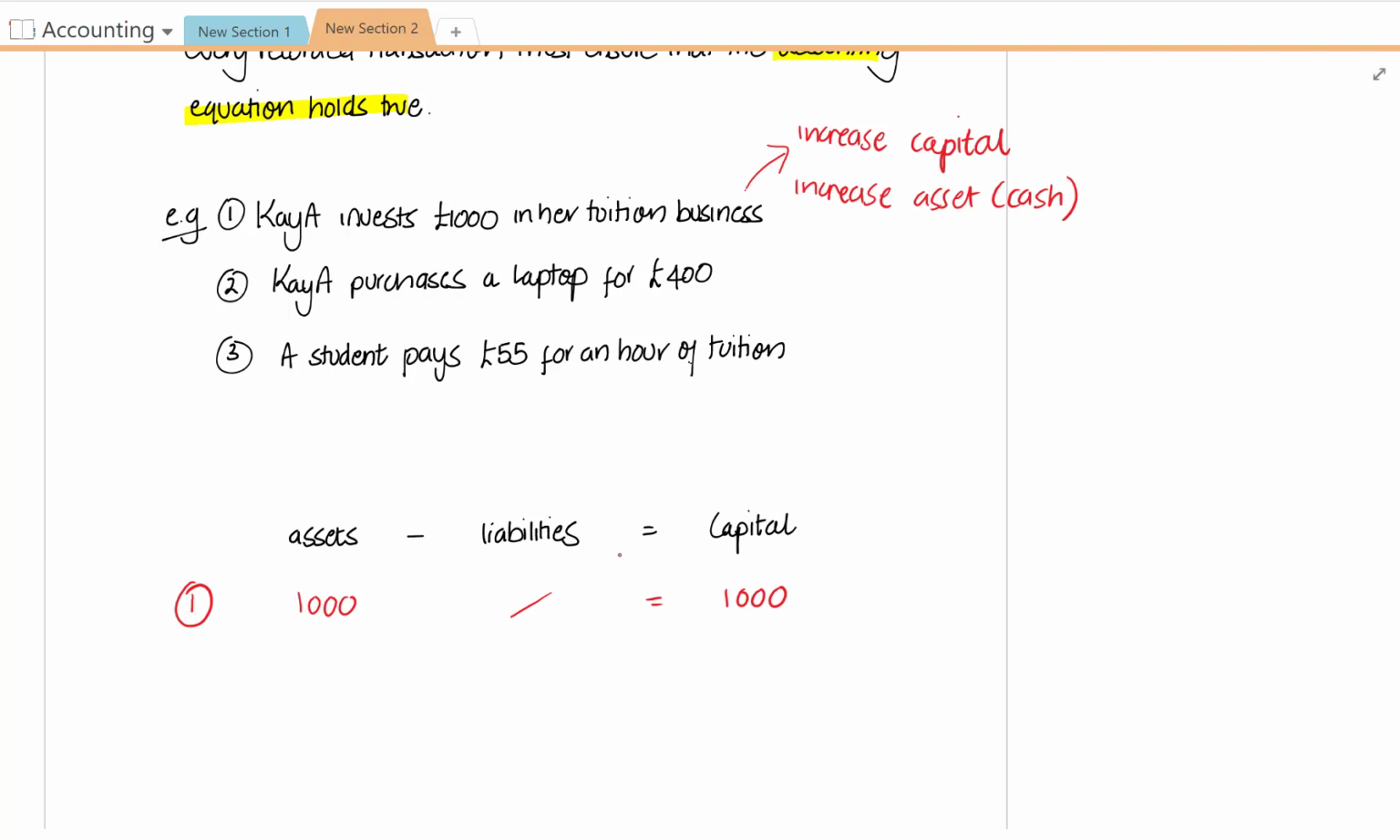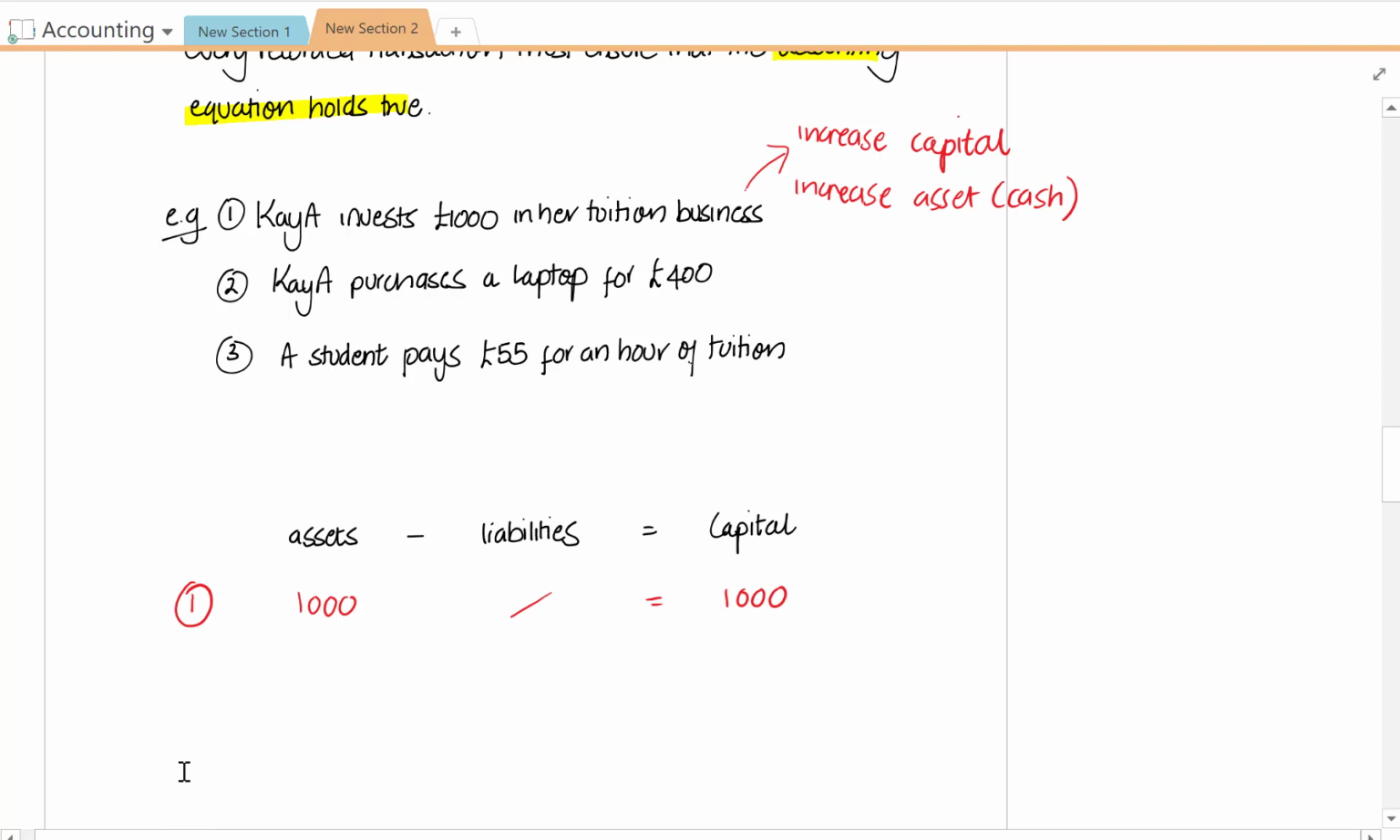Remember, the idea of dual doesn't also mean that there's got to be an increase and a decrease. No, it simply means that both sides of the accounting equation must always hold true when we're thinking about describing a transaction in terms of the elements. So let's think about the next one.